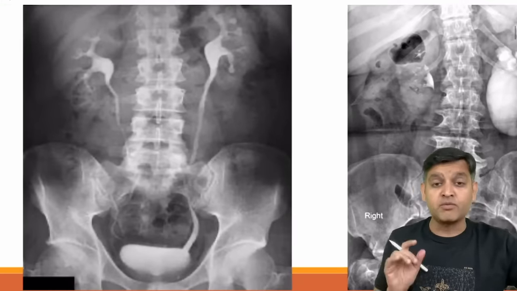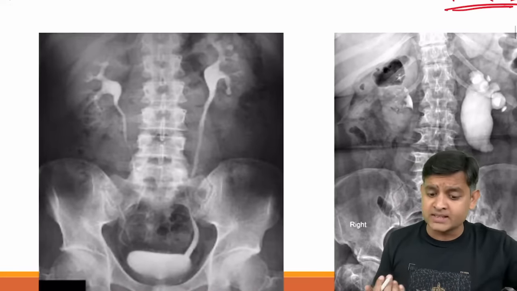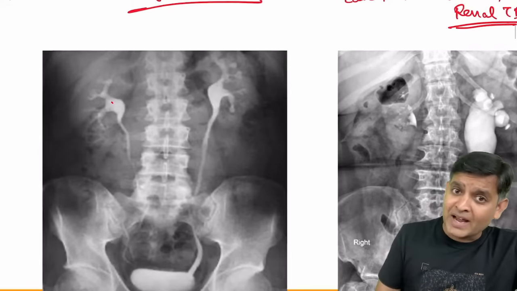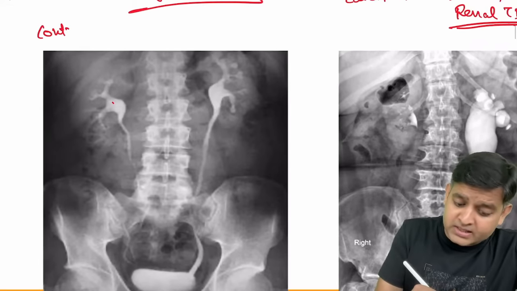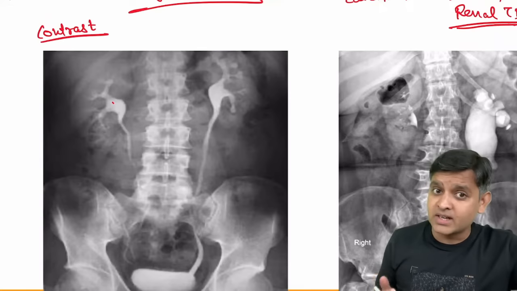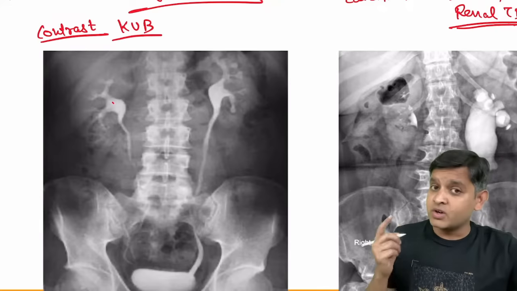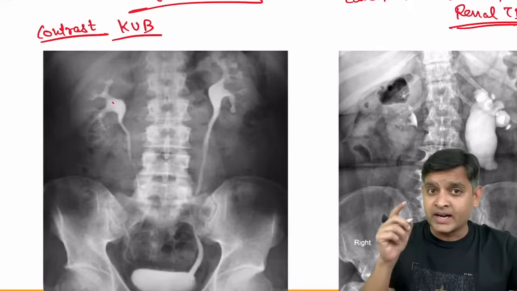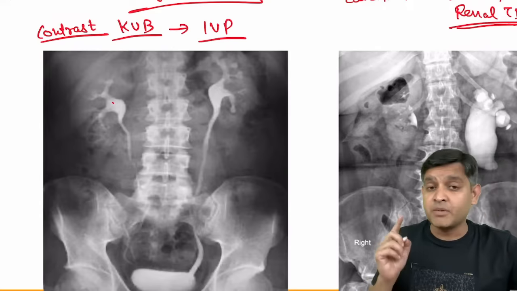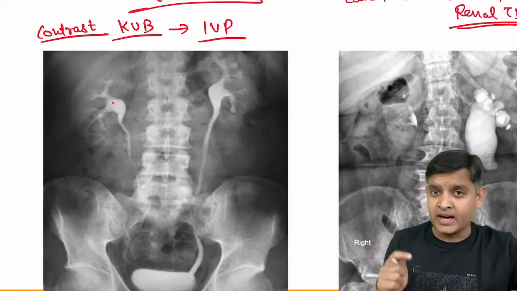Okay. Now tell me, what is this investigation? Is it a plain X-ray? No, this is definitely not a plain X-ray. Why? You can see this white in the kidney, ureter and bladder. So this white is contrast. And if the contrast is present in the kidney, ureter and bladder, the name of the investigation is IVP.